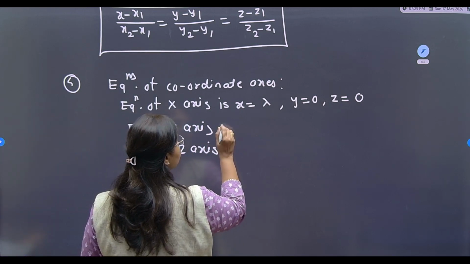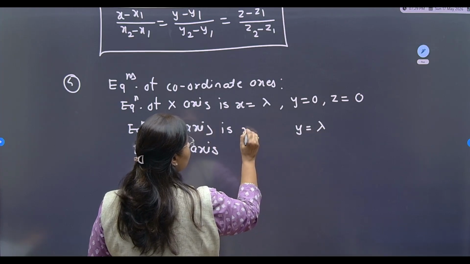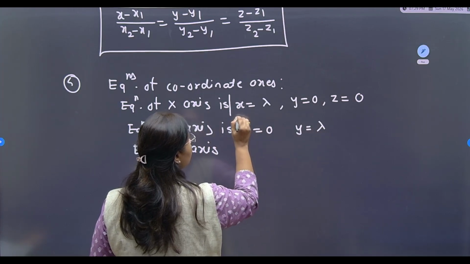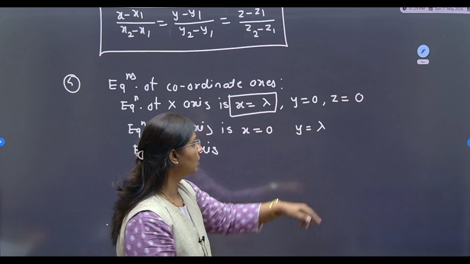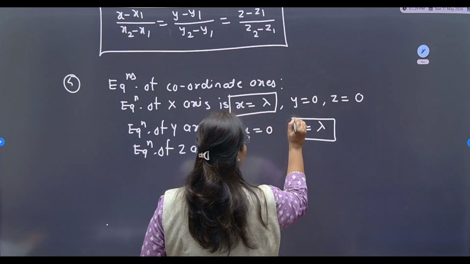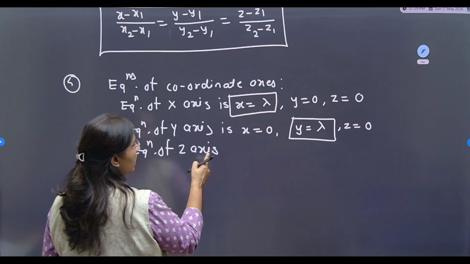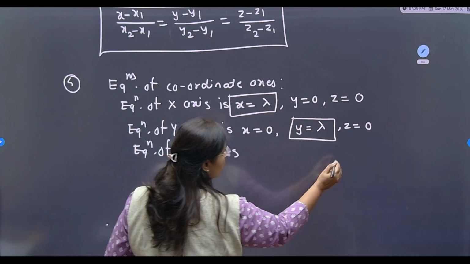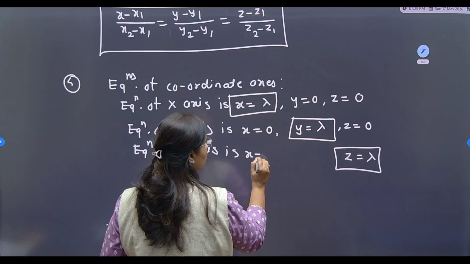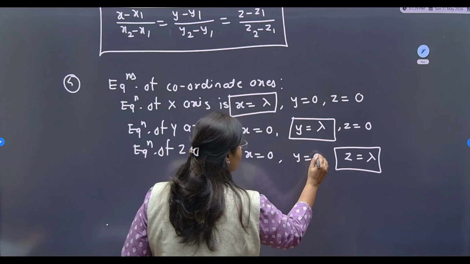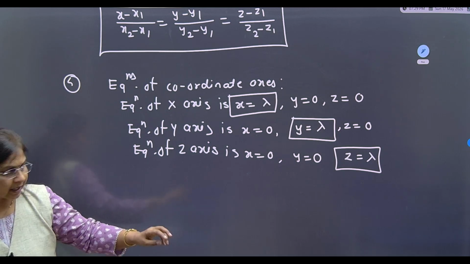The equation of the y-axis is y equals lambda, with x equals 0 and z equals 0. Most important. The equation of the z-axis is z equals lambda, with x equals 0 and y also 0.